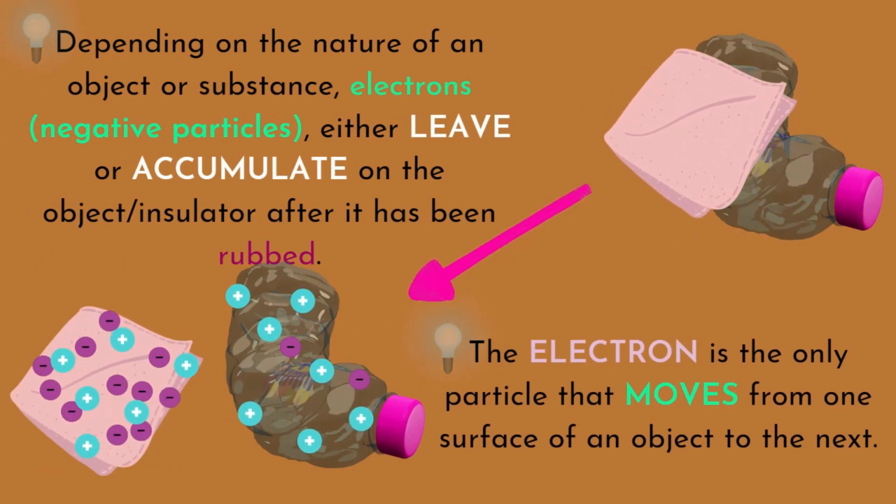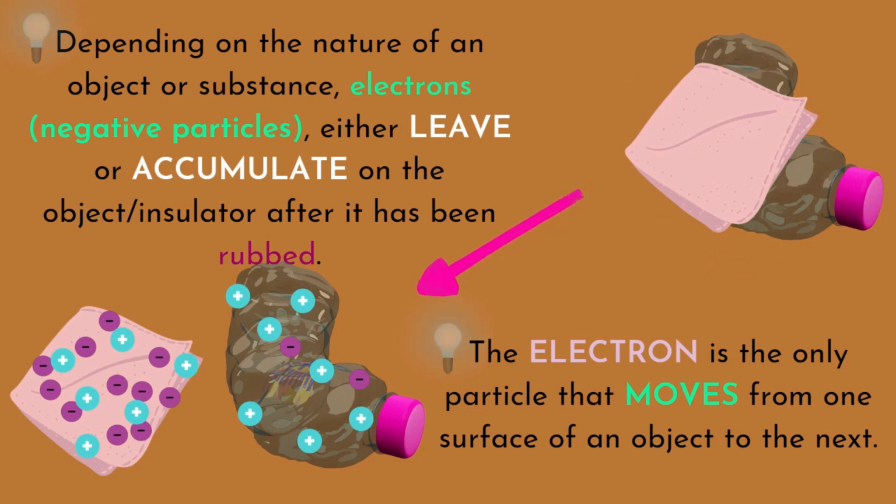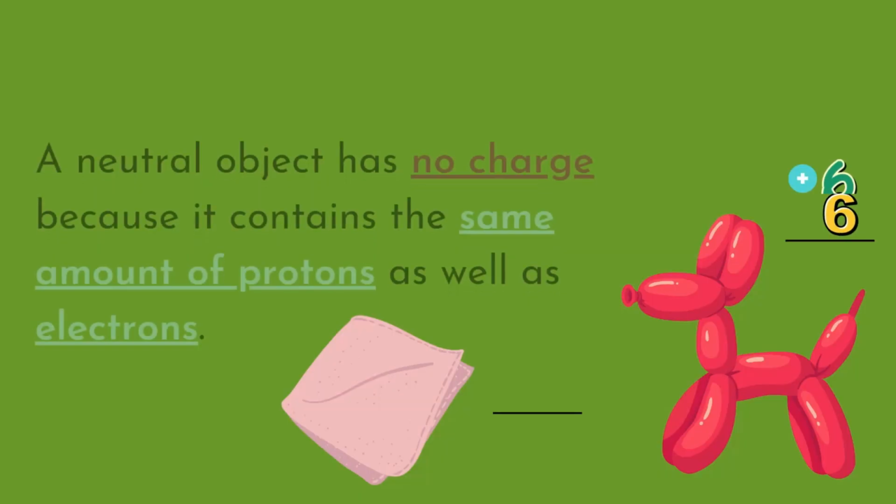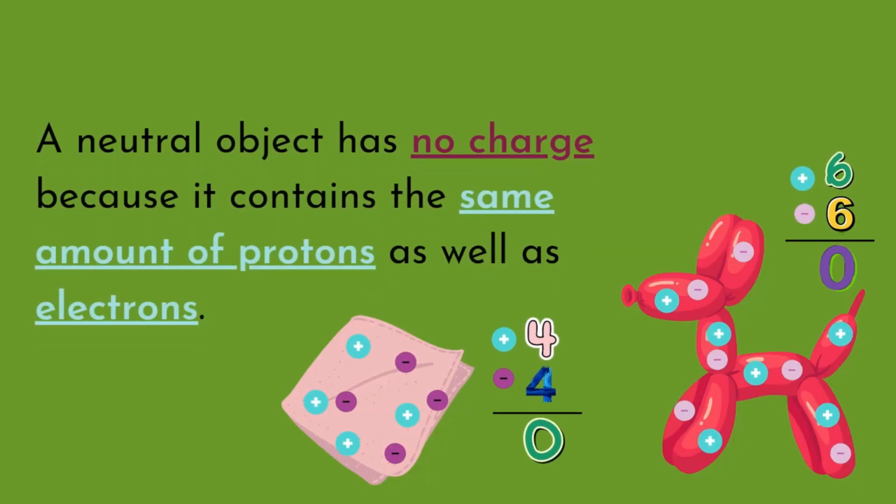Depending on the nature of an object or substance, electrons either leave or accumulate on the object after it has been rubbed. The electron is the only particle that moves from one surface of an object to the next. A neutral object has no charge because it contains the same amount of protons as well as electrons.